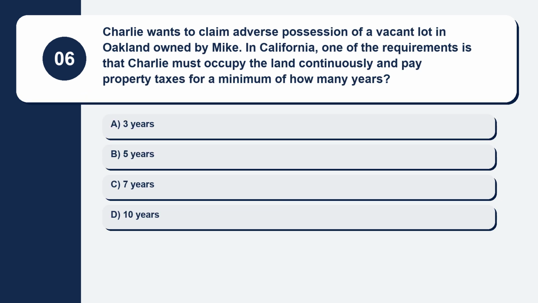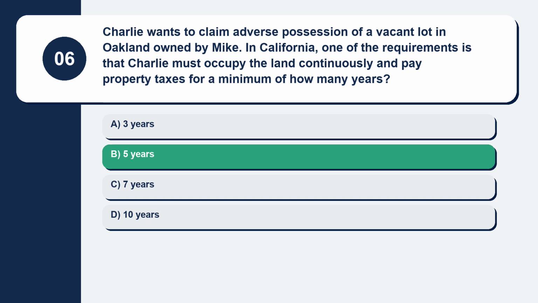Question 6. Charlie wants to claim adverse possession of a vacant lot in Oakland owned by Mike. In California, one of the requirements is that Charlie must occupy the land continuously and pay property taxes for a minimum of how many years? Here are your options. Option A, 3 years. Option B, 5 years. Option C, 7 years. Option D, 10 years. The correct answer is option B, 5 years.